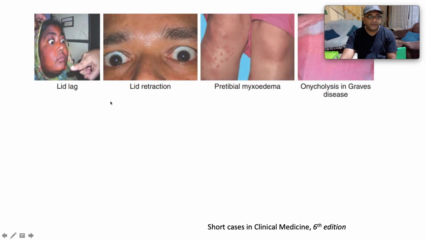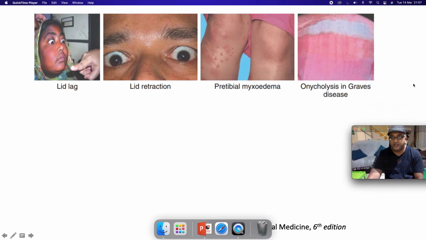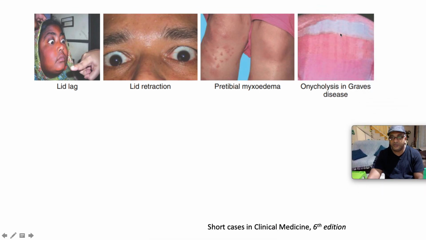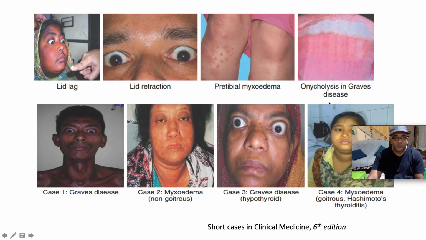Alrighty, here we can see a lid lag being demonstrated. So you ask the patient to follow your finger and you move it in an arc from top to bottom, and you'll be able to see the sclera above the iris. Alright. This is lid retraction demonstrated here, pretibial myxedema, and onycholysis in Graves' disease, which is essentially separation of the nail from the nail bed.